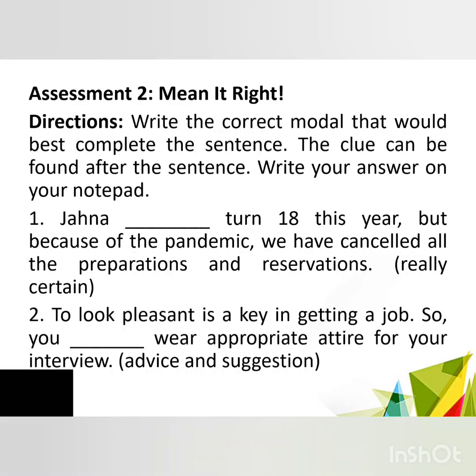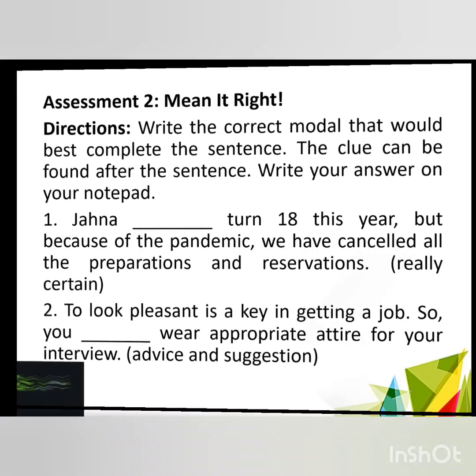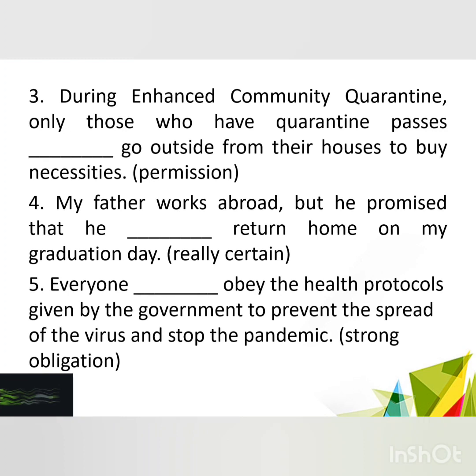Let us have number 2. To look pleasant is a key in getting a job. So, you blank wear appropriate attire for your interview. The clue is advice and suggestion. Now for number 3, during enhanced community quarantine, only those who have quarantine passes blank go outside from their houses to buy necessities. The function clue is permission.